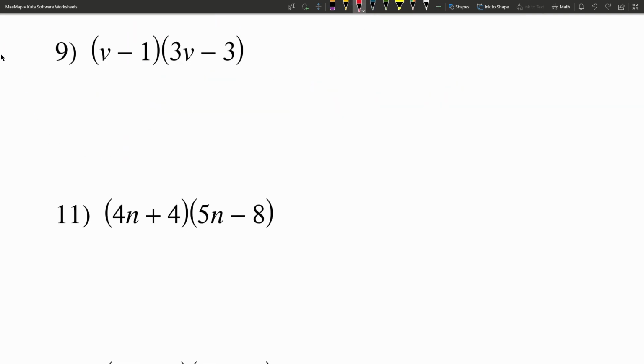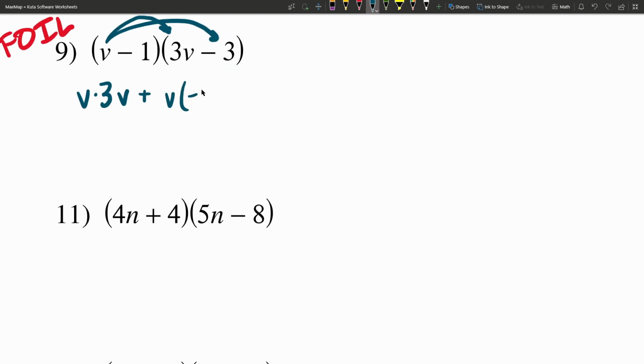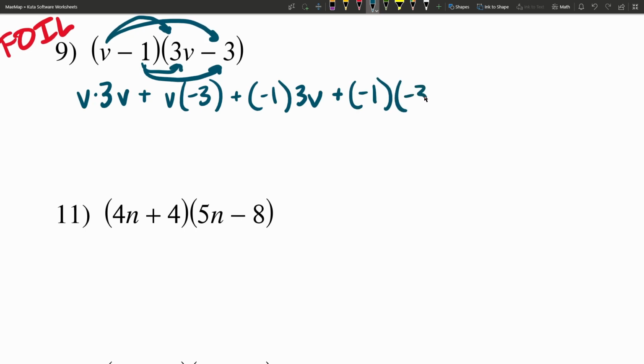Number 9, what are we going to do? We're going to FOIL. First, outside, inside, last. So we're going to start with our first terms, v and 3v, by multiplying those together. Then our outside terms, v and 3, where that 3 is subtracted. So plus a v times a negative 3. Then we're going to add that to our inside terms, where 1 is subtracted, so that's going to be a negative 1 times 3v. And then finally add that to our last terms, where again, both 1 and 3 were subtracted, so I'm going to account for that with negatives.